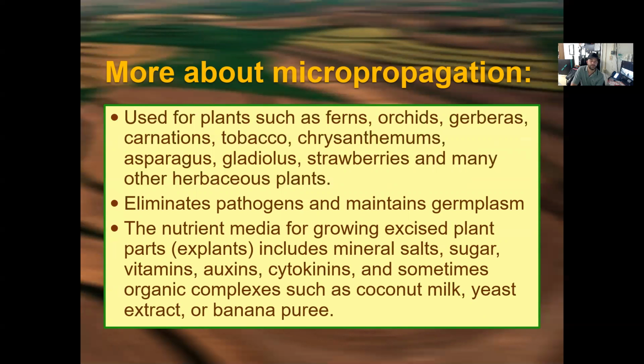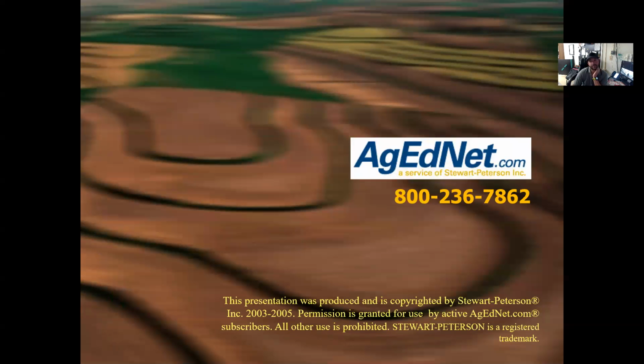The nutrient media for growing excised plant parts includes mineral salts, sugar, vitamins, auxins, cytokinins, and sometimes organic complexes such as coconut milk, yeast extract, and banana puree. Looking back at propagation, there is a lot to do here, and we will be doing some of this in class, with the exclusion of tissue culture because it is very hard to keep that type of sterile environment. But we will be doing cuttings and layering and whatnot.